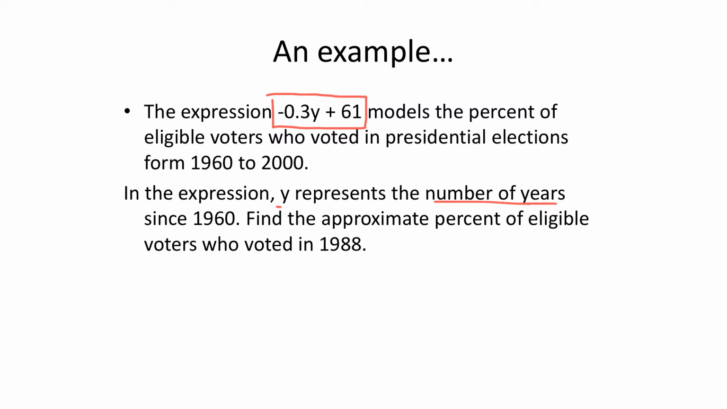And so basically what we have is that y represents the number of years since 1960, and we need to find the approximate percentage of eligible voters who voted in 1988. So we're basically going to look at the past and say, okay, how many people were actually voting? And so we're going to go over a couple of things as we try to get to the answer of this in just a second.